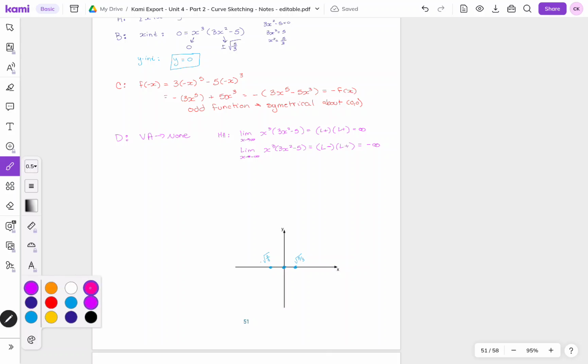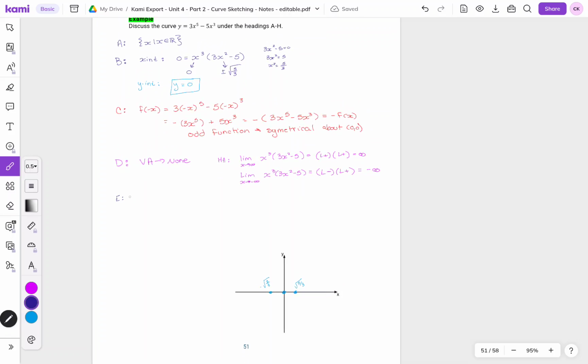E is our intervals of increase and decrease. Intervals of increase and decrease means I need my first derivative, which is going to be 15x to the 4 minus 15x squared. So I can pull out a 15x squared. It's going to leave me with x squared minus 1. So my critical values are x equals 0 and positive, negative 1.